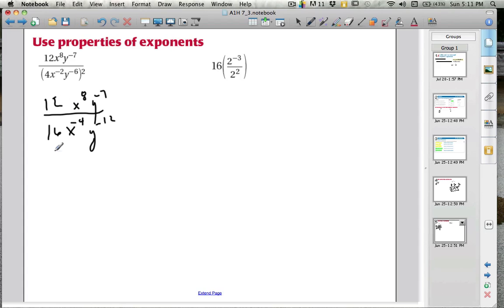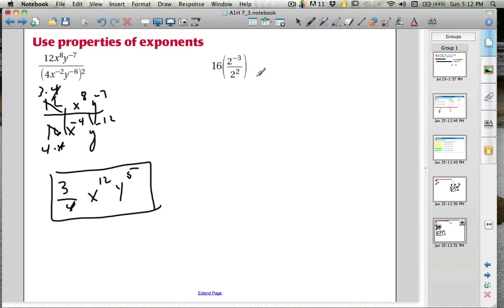Now I'm going to break these into 3 different parts and work with them individually. I know that 12 is 3 times 4, and 16 is 4 times 4, so I'm going to cancel these 4s, and I'll get 3/4. 8 minus negative 4 is 12. And negative 7 minus negative 12 is 5.